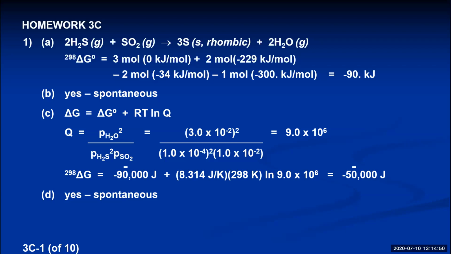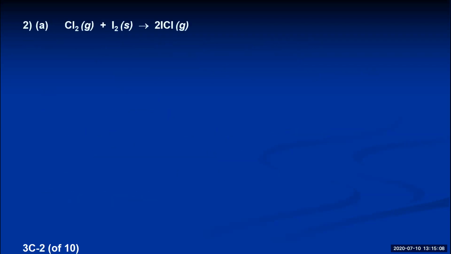Number 2, for the reaction, Cl2 gas plus I2 solid is in equilibrium with 2 ICl gas. Given the standard free energy of formation of ICl is negative 5.5 kilojoules per mole, answer the following questions. A, calculate the delta G naught at 298 for the reaction. So to calculate the delta G naught for this reaction at 298, it's just products minus reactants. And because ICl was not listed on handout 5, I actually gave it to you in the problem here.